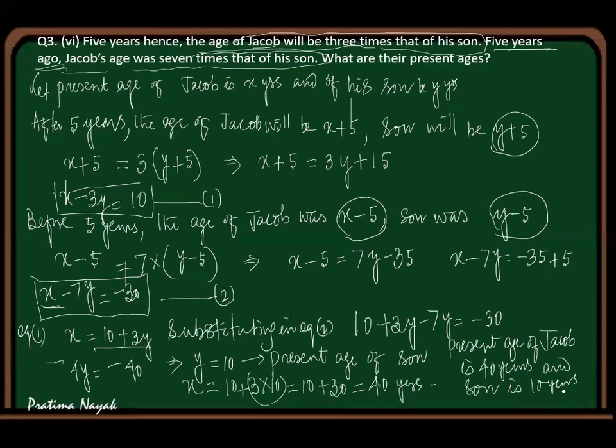Now you can verify. Before 5 years, Jacob was 35, son was 5. So it is 7 times. Good. Now their present ages are 40 and 10, and after 5 years he will be 45 and this will be 15. So it will be 3 times. So our answer is correct.